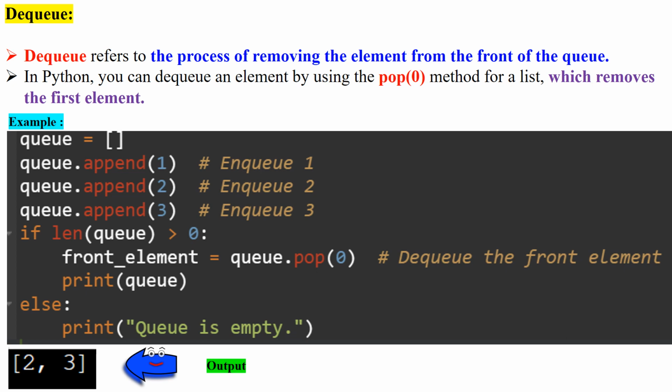Here in this code the queue is empty at first, then elements 1, 2, 3 are added to the queue list. If the condition len(queue) is greater than 0, front_element is removed using pop(0). Then it gets printed. After deleting all the elements, the queue is empty. After running this code, front_element will contain the value that was at the front of the queue, in this case 1, and the queue will be a list containing 2, 3.